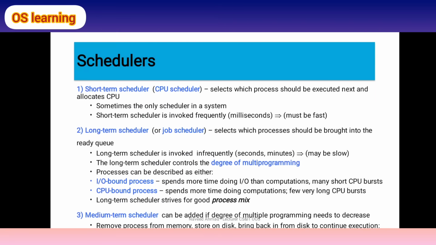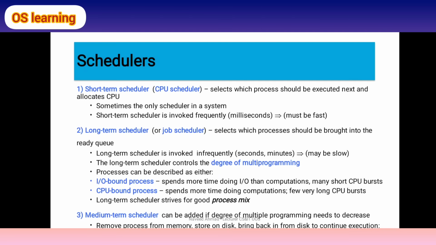For schedulers, first of all, we have the short-term scheduler, also known as the CPU scheduler. The CPU scheduler selects which process should be executed next and allocated to the CPU. Sometimes it is the only scheduler in the system. The short-term scheduler is invoked frequently, in milliseconds, so it must be fast. Next we have the long-term scheduler.